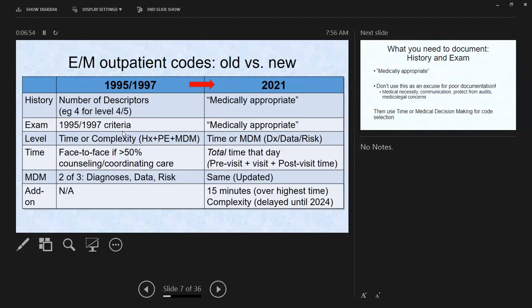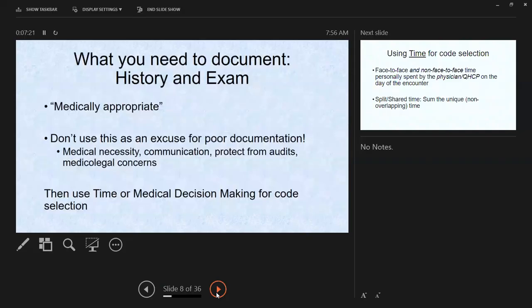In 1995, 1997, if using medical decision-making, you hit 2 of the 3 highest between diagnosis, data, and risk. In 2021, it's really about the same. You have to hit 2 of the 3 highest. And there are no add-on codes for extra time in 95, 97, but there are these add-on codes for both non-Medicare insurance and Medicare insurance. There's also a complexity code for Medicare, but that was delayed until 2024. We'll talk about that if it ever is actually implemented in 2024.